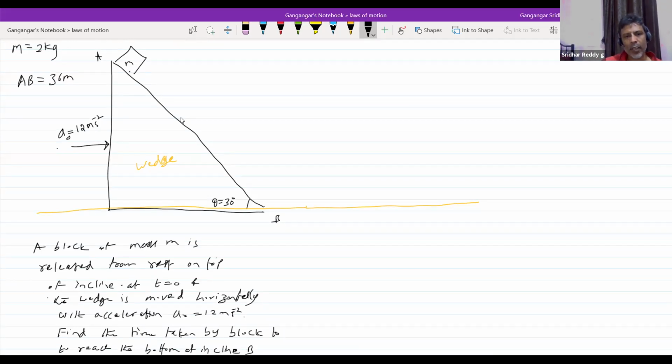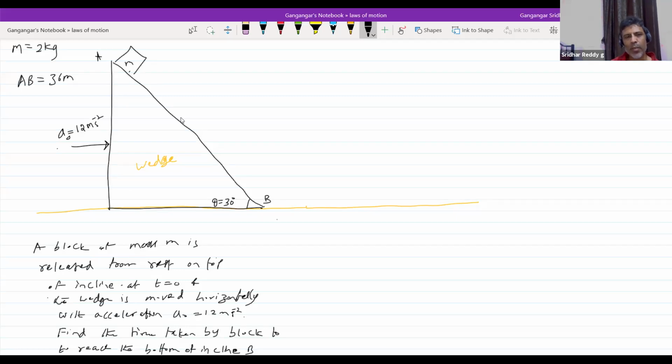Okay, look at this. The block is released from rest. At the same time, I'll start accelerating the wedge. Then it's asking after what time the block will reach the bottom of the incline. So B is the bottom of incline. It's a very good problem. You can pick up either frame. The frame of reference will determine how easily you can solve the problem.